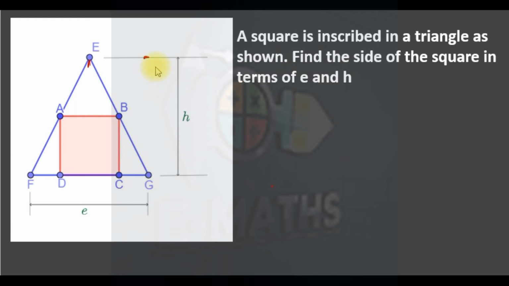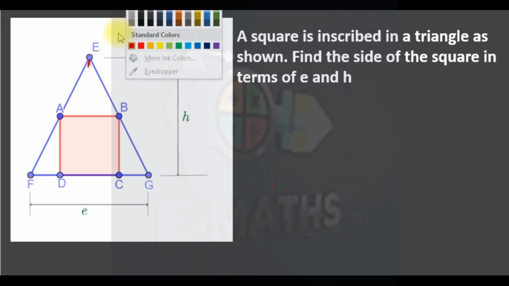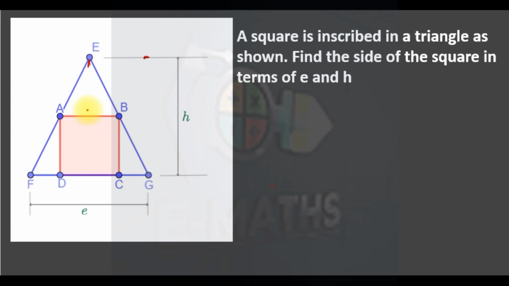So let's get the height of this small triangle, because this is a square. Let's call the side of the square x. So here is x, here is also x. So we have two similar triangles. If we join the heights, we see that from here to here is x, because it's a square, while here is now h minus x.